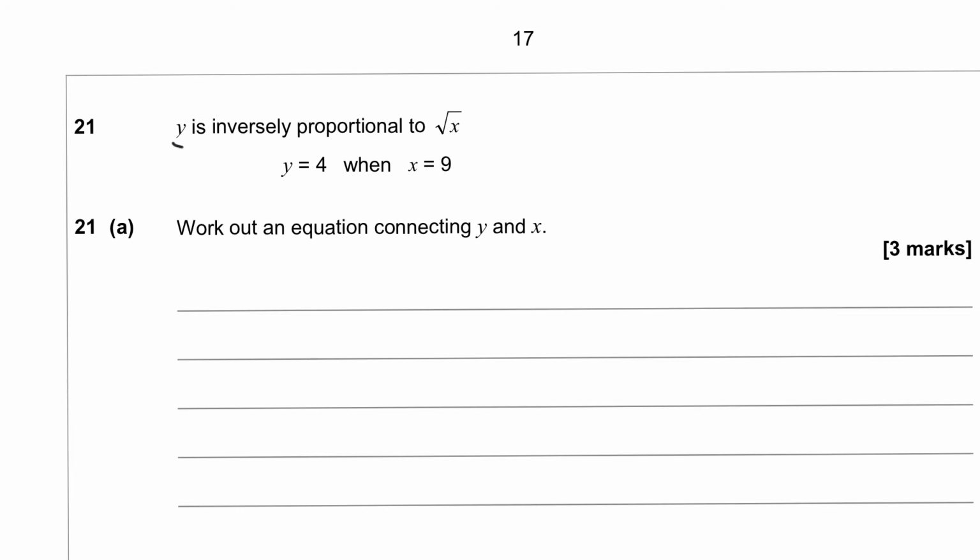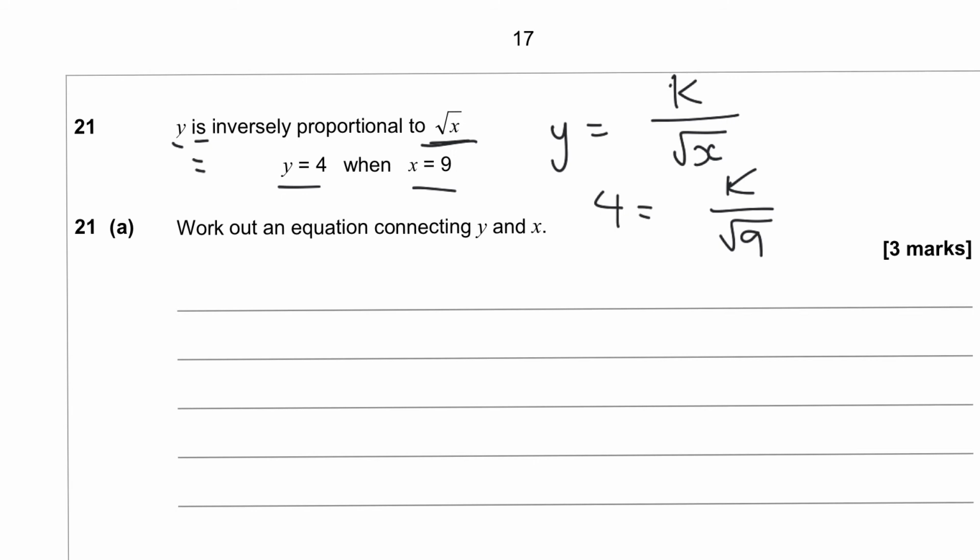So to write down the formula, it would be y, wherever it says is, that's equivalent to our equal sign. If it says inversely proportional, then our constant k would be above what it's inversely proportional to, because it will be divided by that. So it's inversely proportional to root of x, so that's how we write it. So now to work out what our constant k is, we're going to substitute our value of y is 4 and x is 9. So then 4 is equal to k over the root of 9. We know the square root of 9 is 3.